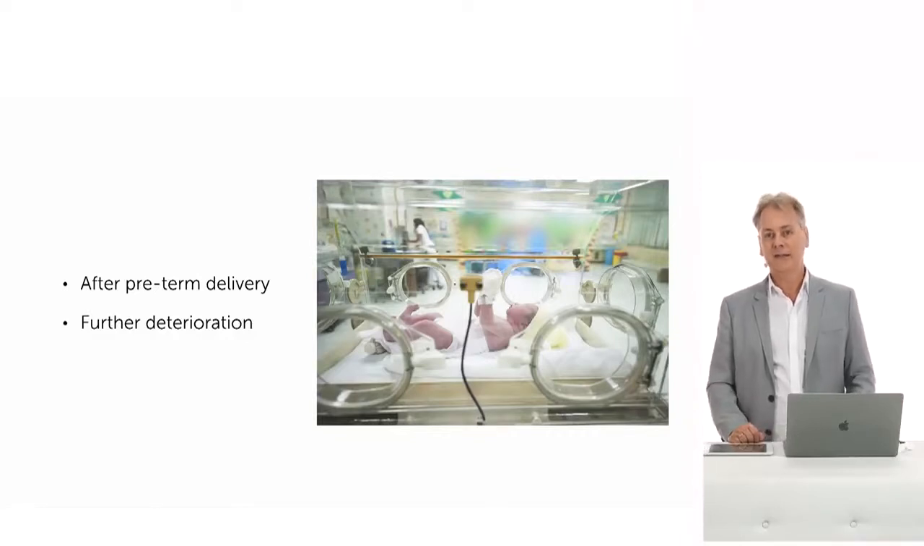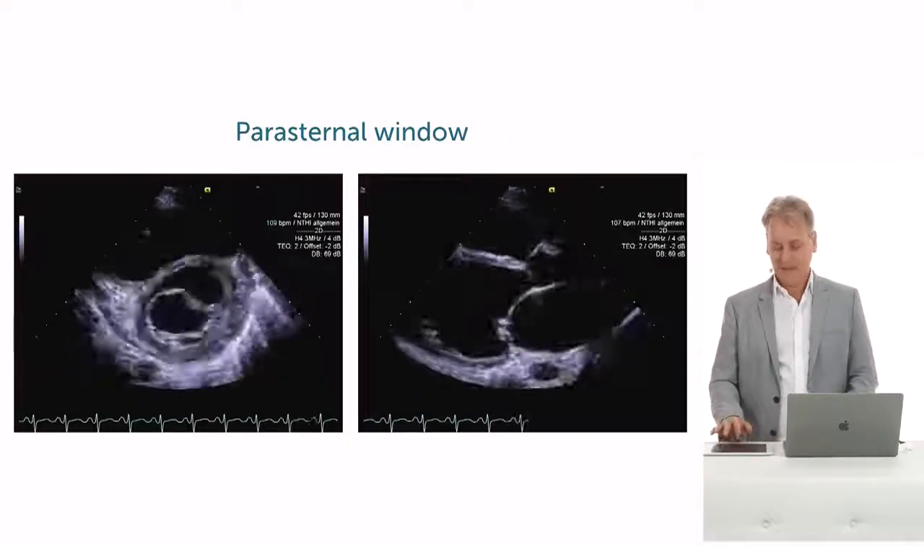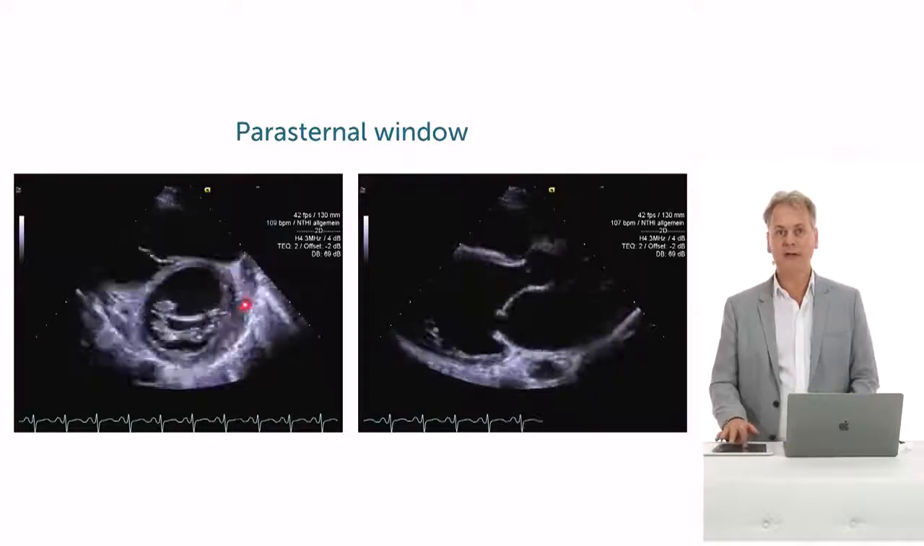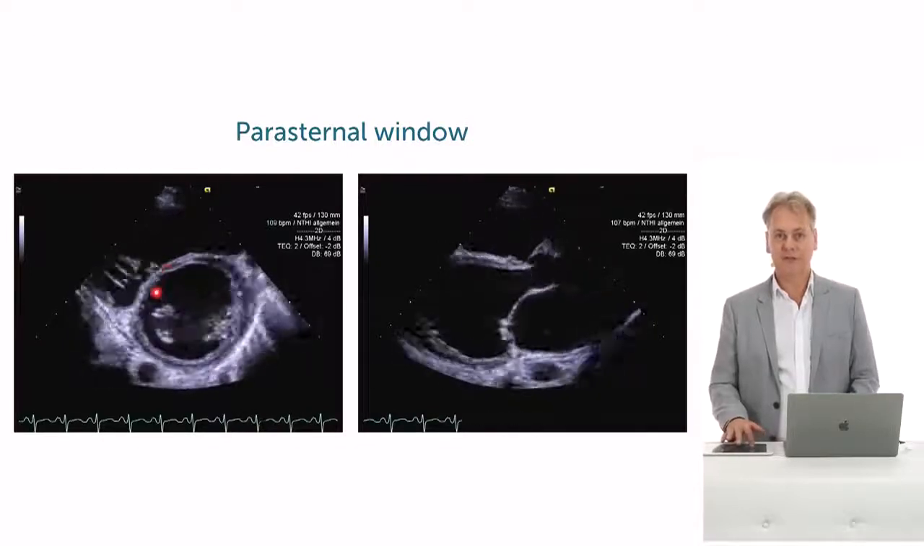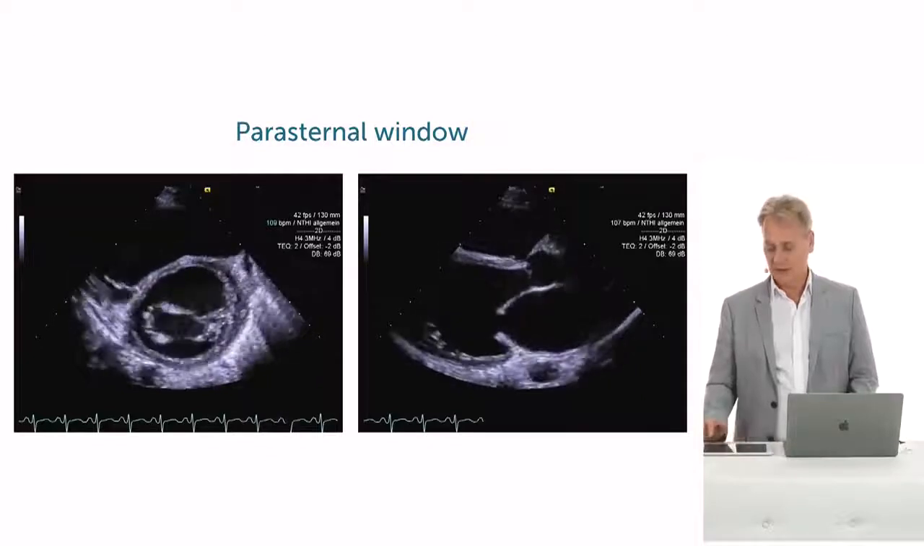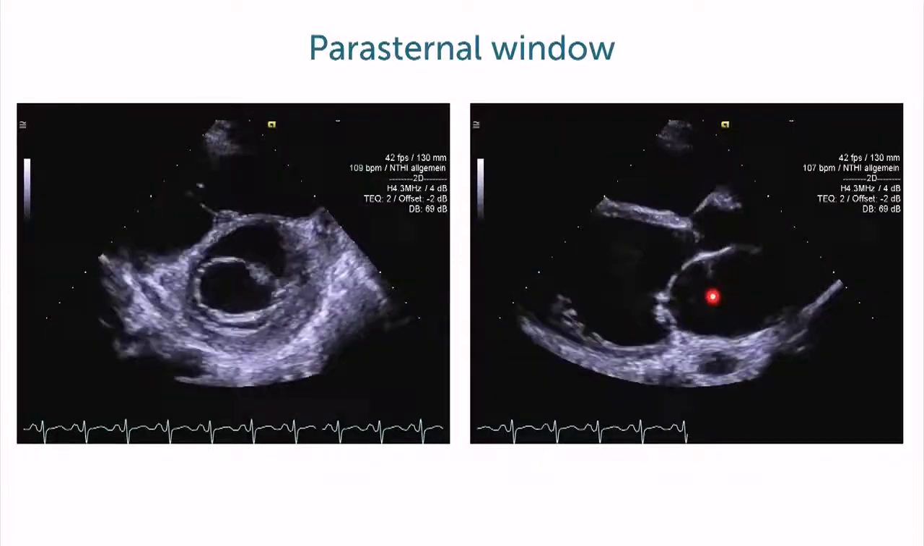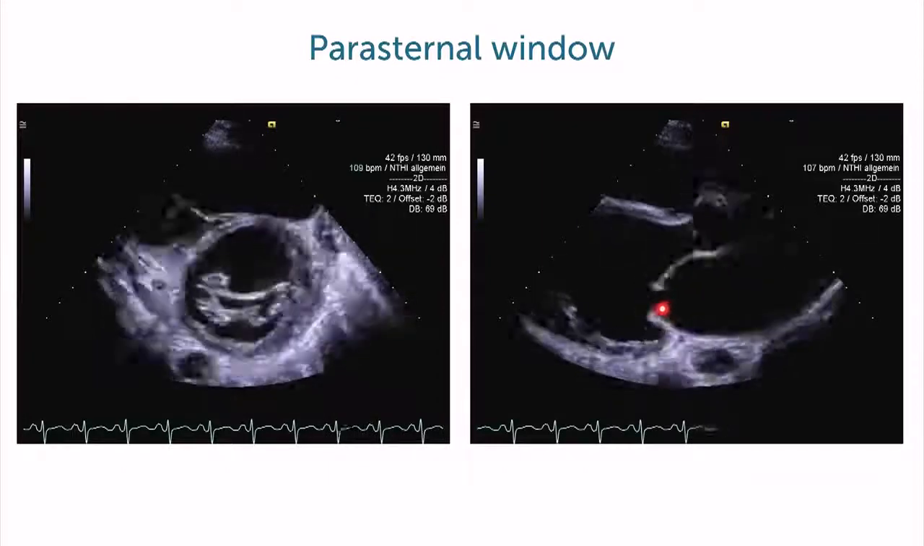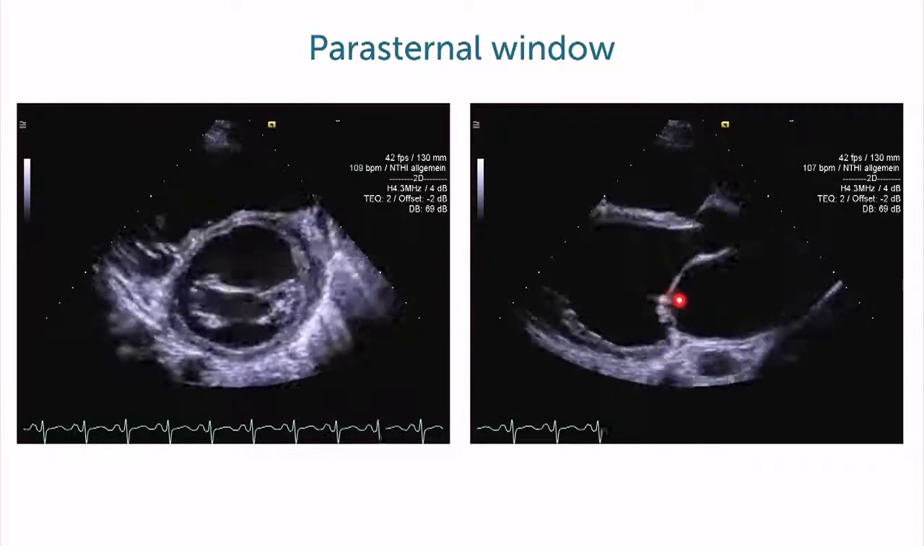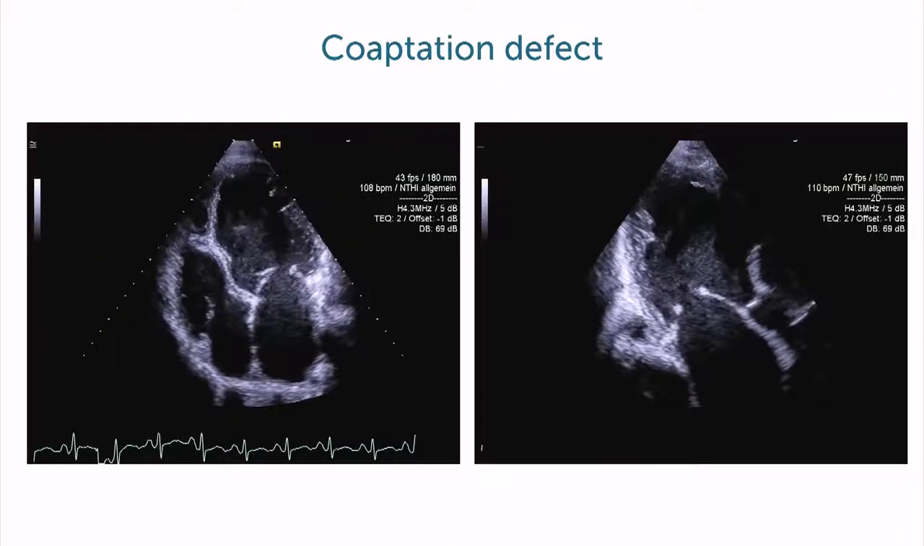Let me take a look at the images. Here is the parasternal window with the short axis view. You see that left ventricle function is very poor here. Even more important, look at the motion of the mitral valve. It hardly opens and it also hardly closes. You see that there is a coaptation defect present right here.